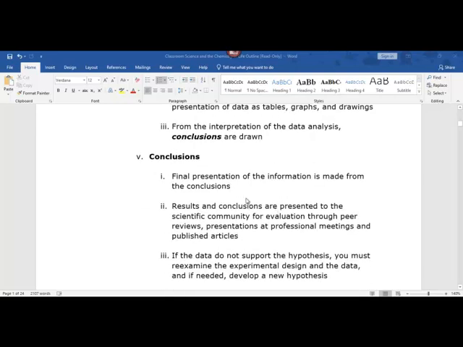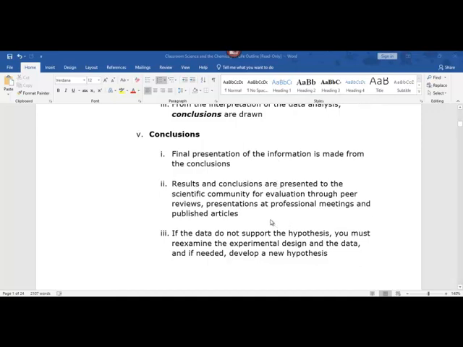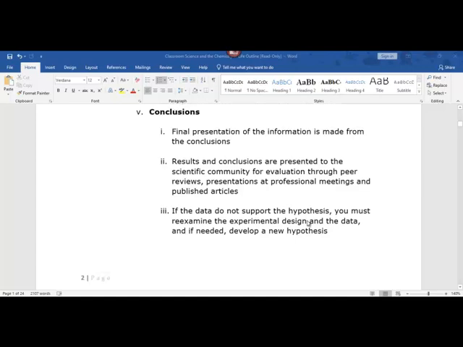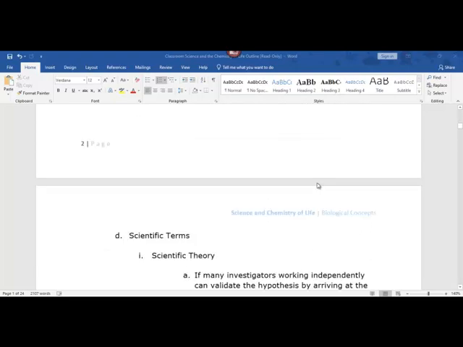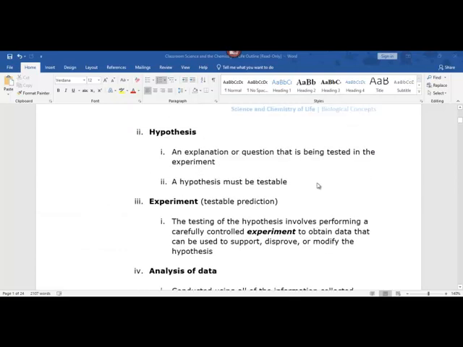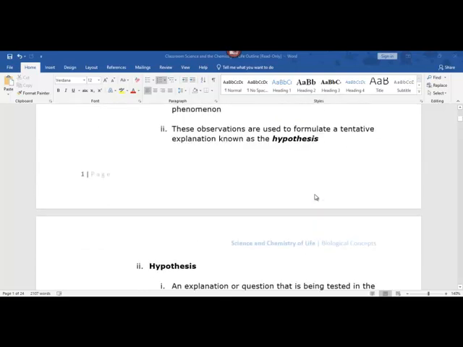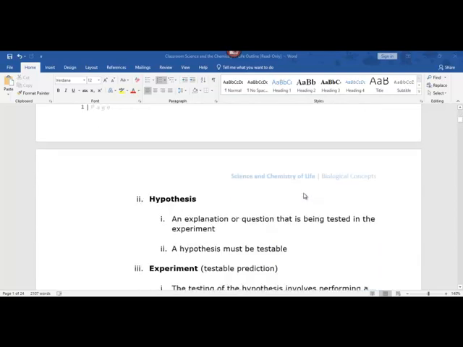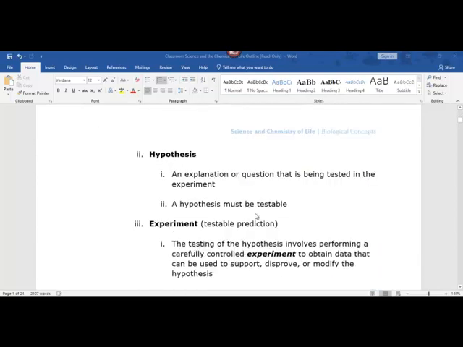And then the conclusions. So that's based on the data. Was your hypothesis correct? Or was it not correct? Like it says here, results and conclusions are presented to the scientific community for evaluation. And if the data does not support the hypothesis, then you re-examine everything and you may set up another experiment. Now, we didn't do a null hypothesis. It can get a little more complicated than this. But you have to know what the steps of the scientific method are. Observation is the first one. Hypothesis second. Experiment. How else are you going to know if your question is good or bad?